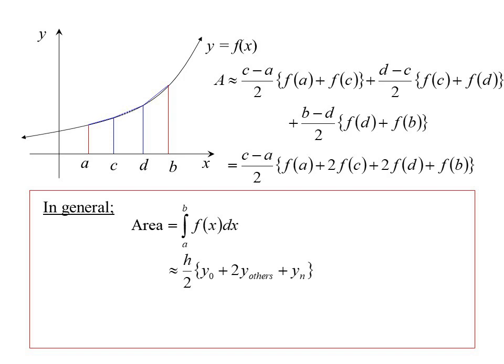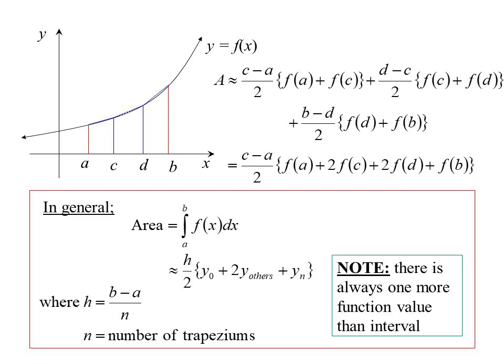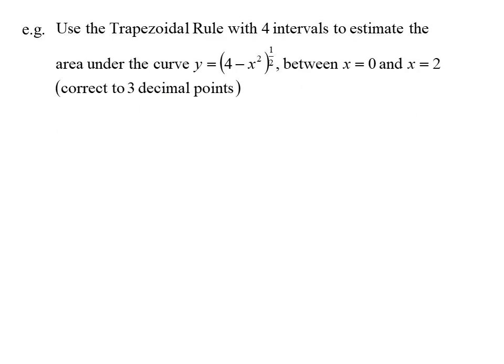Well, that's because the number of trapeziums will be n, but we will always end up with 1 more function value, because each trapezium has a function value on either side. So you'll end up with 1 more function value than you do the number of trapeziums. So I start at naught, so I end up at n. It doesn't really matter. Some people start at 1 and end at n plus 1. Either way. Let's do an example.